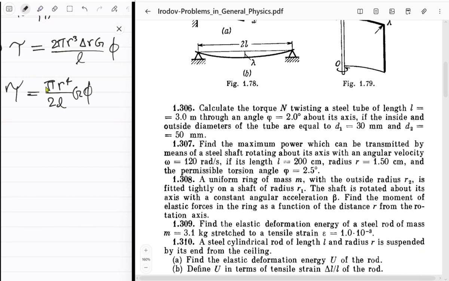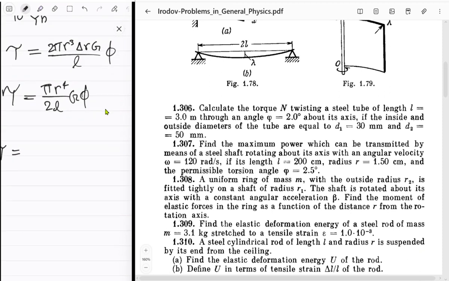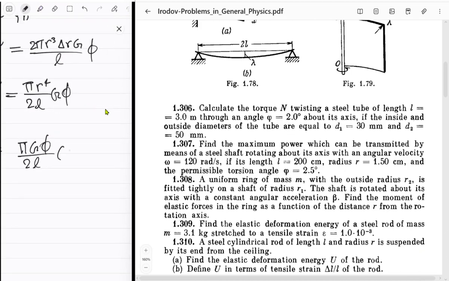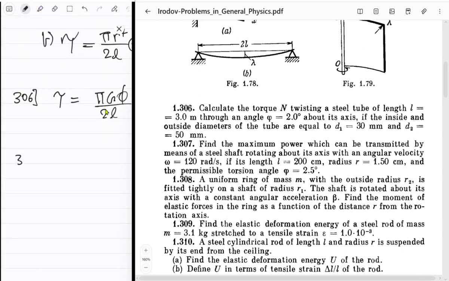So yeah, the same as the last question, except that you're just integrating from R1 to R2 and not from 0 to R. So the torque will just be equal to pi G phi upon 2L, and then R2 power 4 minus R1 power 4. Okay, awesome. Next question. I won't calculate because I don't know the G for steel.